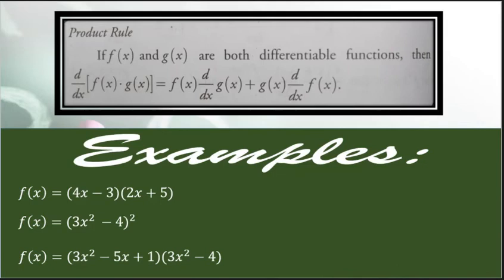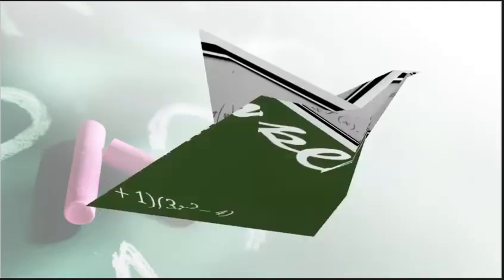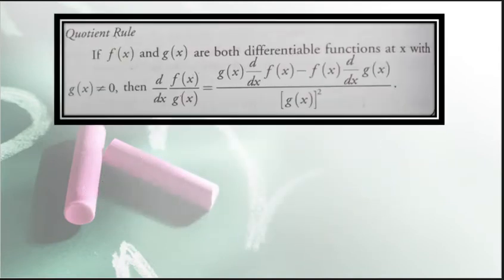You may find the derivative of the quantity 3x squared minus 5x plus 1 times the quantity 3x squared minus 4. You may write it on the comment section, then I will check it later. Okay? Now, let's proceed to the 7th rule. The 7th rule is the quotient rule.